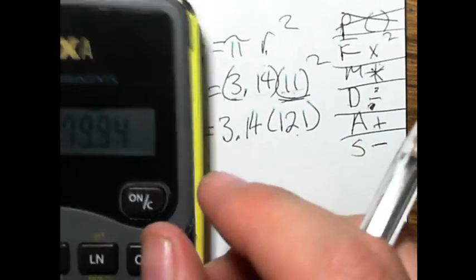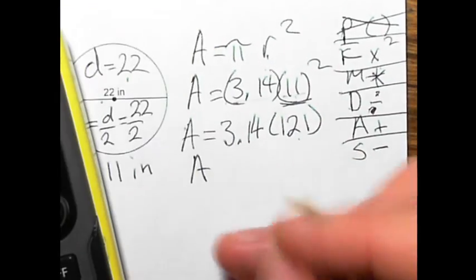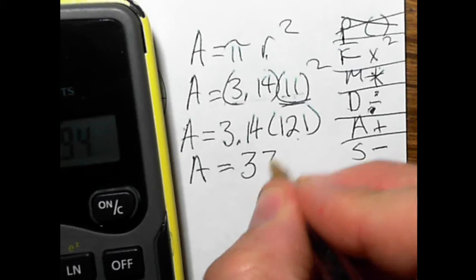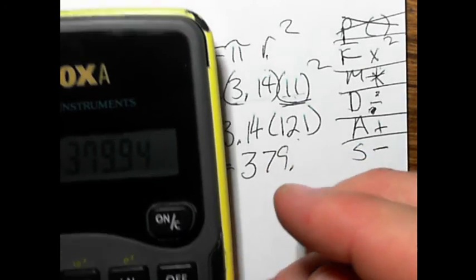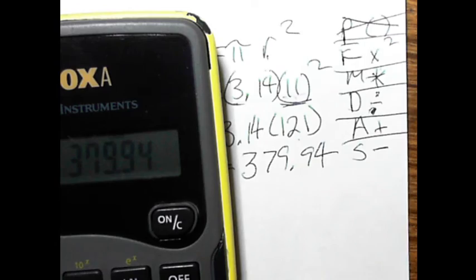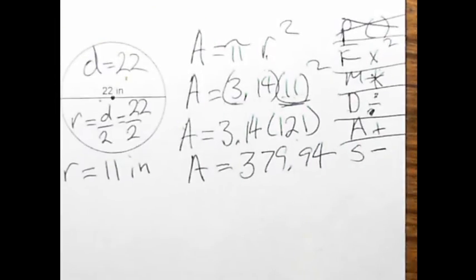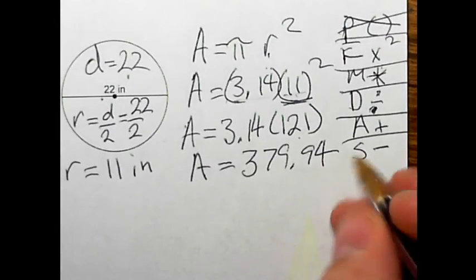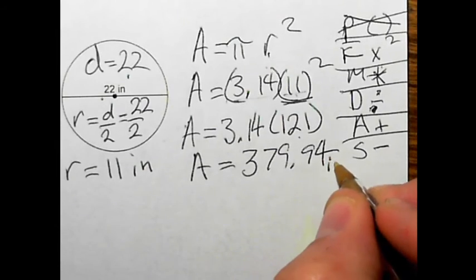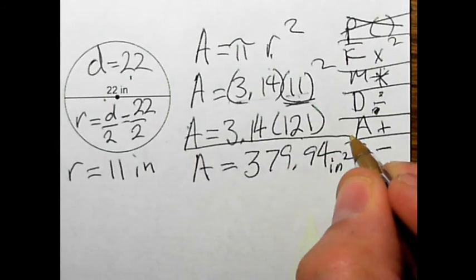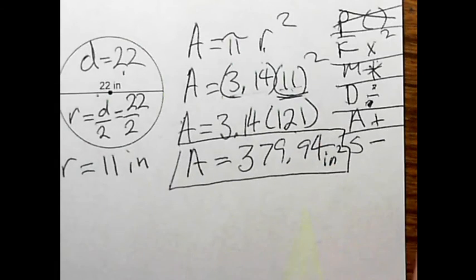So now my area is 379.94, I think it is. And that's it. 379.94 what? Inches squared. Ran out of room there, but that's okay. So 379.94 inches squared is the area of the circle if the diameter is 22 inches, which means the radius is 11 inches.